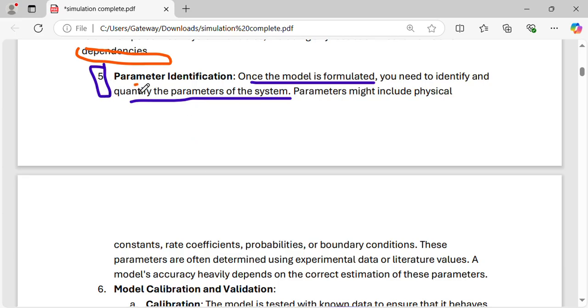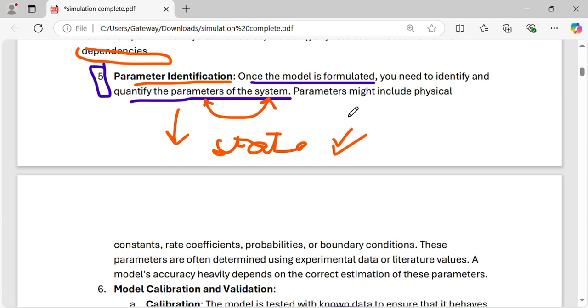The fifth is parameter identification. Once you formulate your model, you need to identify and quantify the parameters of the system, because they are going to help you build and control the state of your system. They can be physical constants, rate coefficients, probabilities, and boundary conditions. Most of the time, they're going to be probabilities. If you're working with random models, we are most likely going to see probabilities.